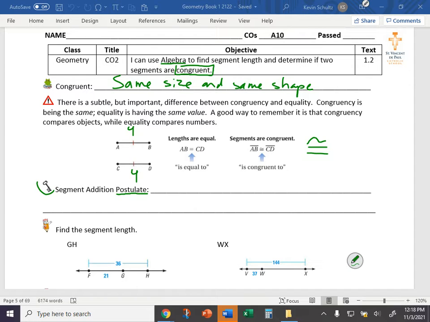Versus with congruent to, we've got those lines above it. Segment AB is the same as segment CD. Its value is equal to the value of CD. So we'll come back to that, but that's essentially the gist of the difference between equality and congruency.